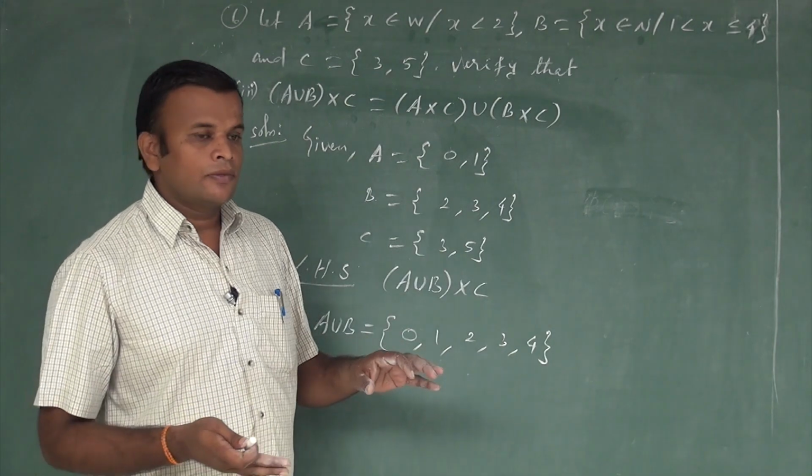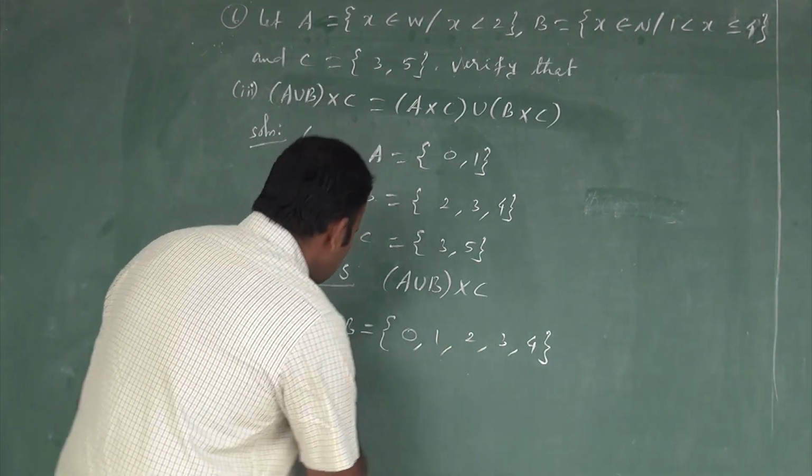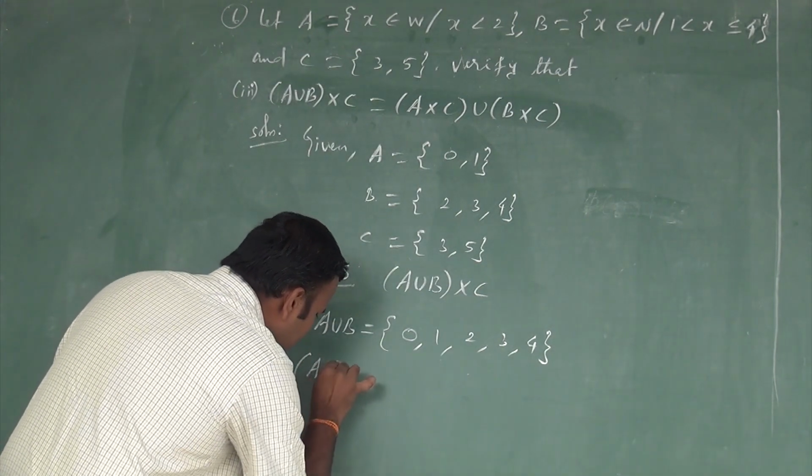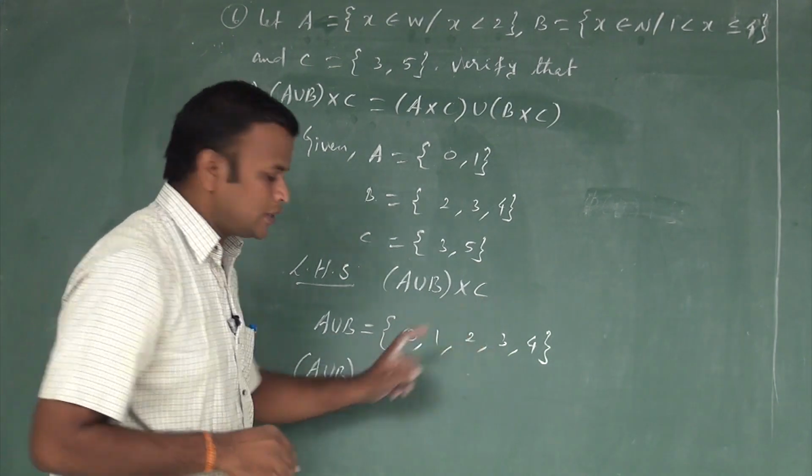So the next step is the Cartesian product of these two sets. So we write first A union B cross. What is the next set? C.